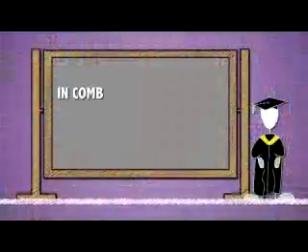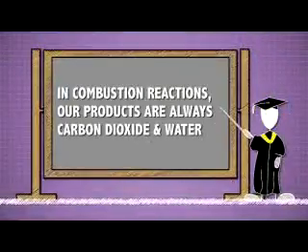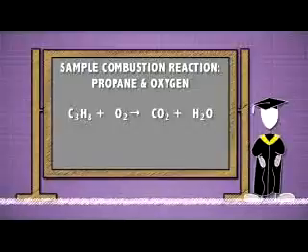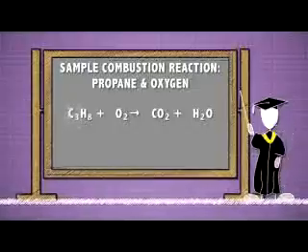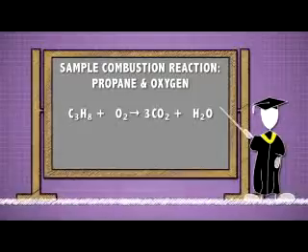A combustion reaction occurs when a carbon-based compound reacts with oxygen to produce water and carbon dioxide. In combustion reactions, our products are always carbon dioxide and water. An example of a combustion reaction is propane and oxygen. Let's balance the equation. There are 3 carbons in our reactants and only 1 in our products, so we put a 3 in front of CO2.